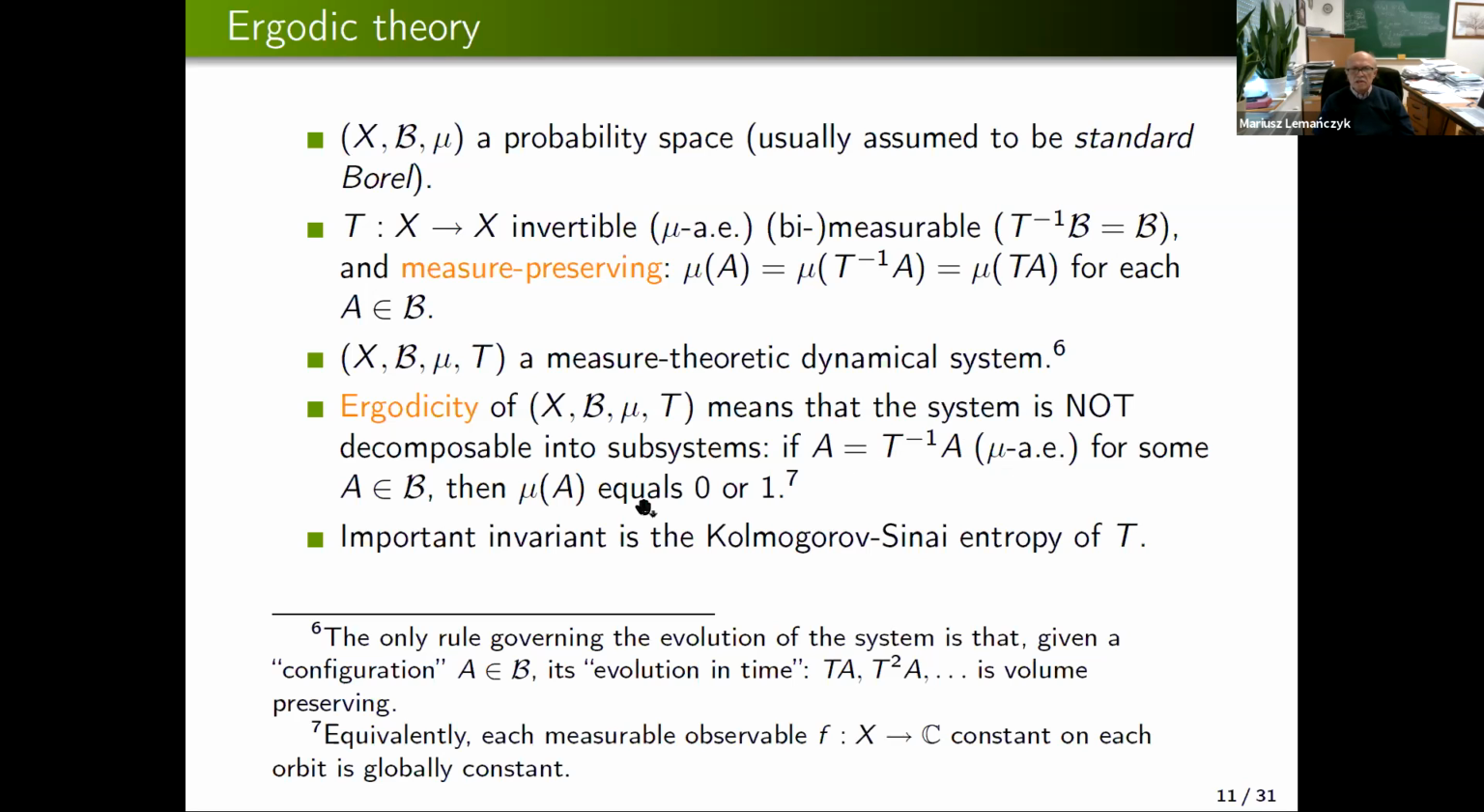So I don't want to see it. In other words, whenever I see this equality, then the set is trivial in the sense that it has measure 0 or 1. Maybe this is more from the physical point of view: if we take any measurable observable on that system which is constant on the orbits, then it will be globally constant.